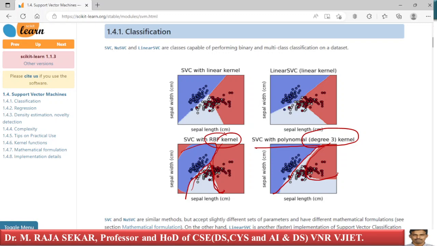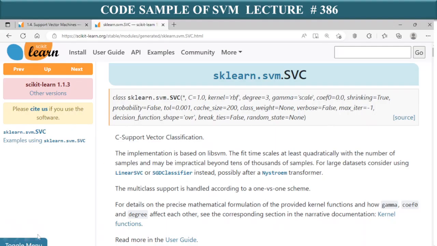Now let's go to the documentation of SVC. We'll try to understand what SVC is. This is the documentation of SVC, sklearn.svm.SVC. If you look at this, you will see the first hyperparameter is C.